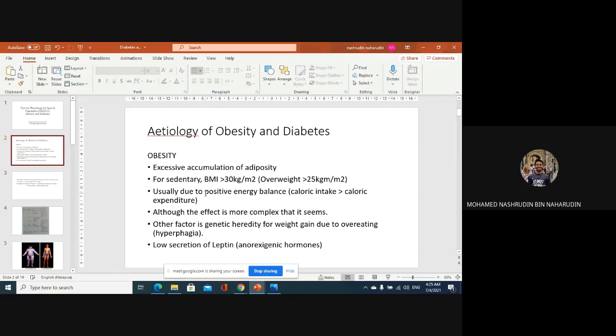Apart from BMI, we can also use hip and waist circumference to classify whether the person can be categorized as obese. And if you're using BMI as an indicator, usually if you achieve more than 30 kilograms per meter square, it can be categorized as obesity, while more than 25 kilograms per meter square is overweight.